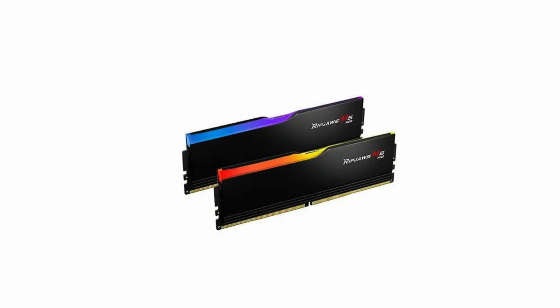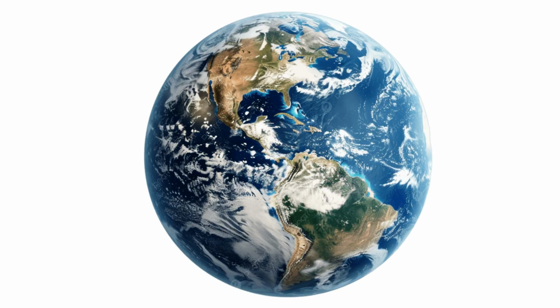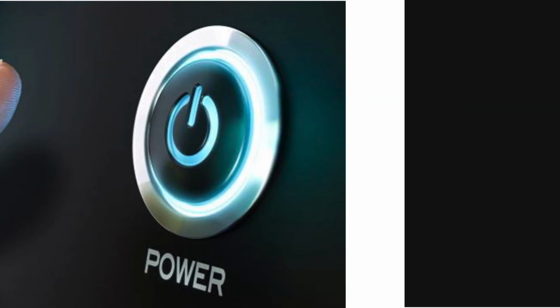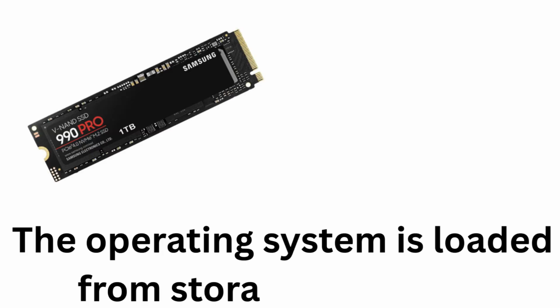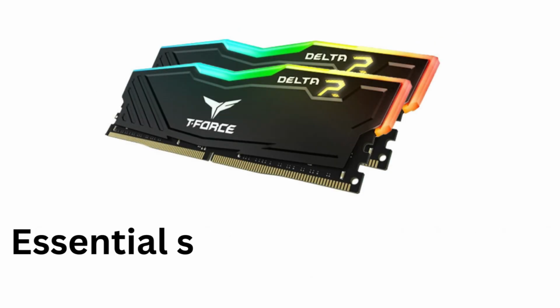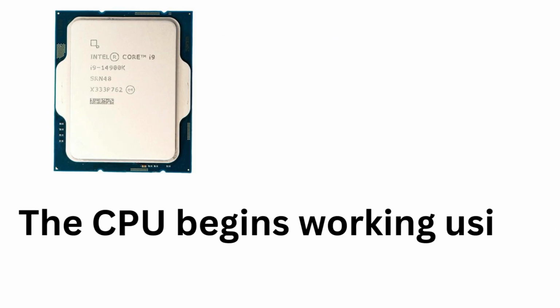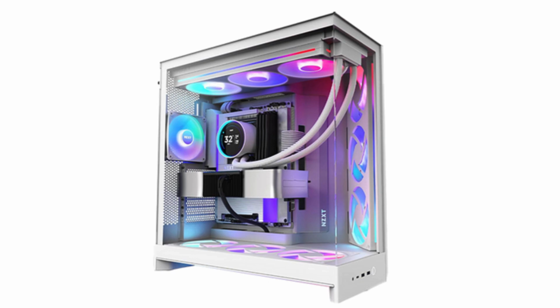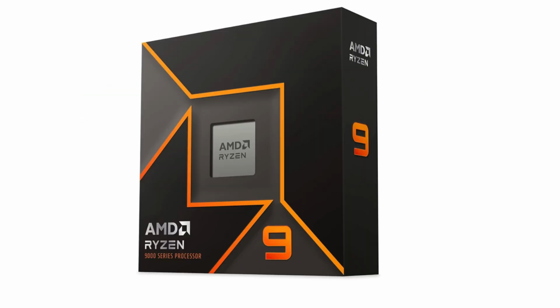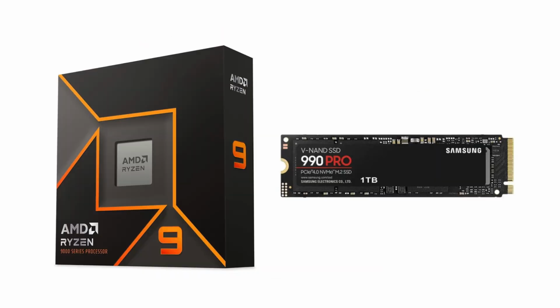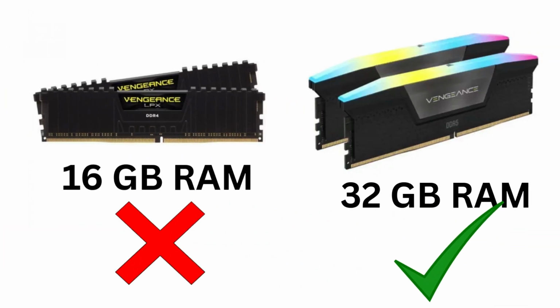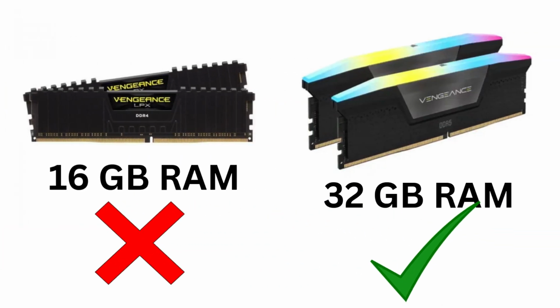Let's understand RAM with a real-world example. When you press the power button, the computer starts booting. The operating system is loaded from storage into RAM. Essential system files are placed in RAM. The CPU begins working using data from RAM. Your computer cannot function properly without RAM. Even if you have a powerful CPU and fast SSD, without enough RAM, performance will suffer.